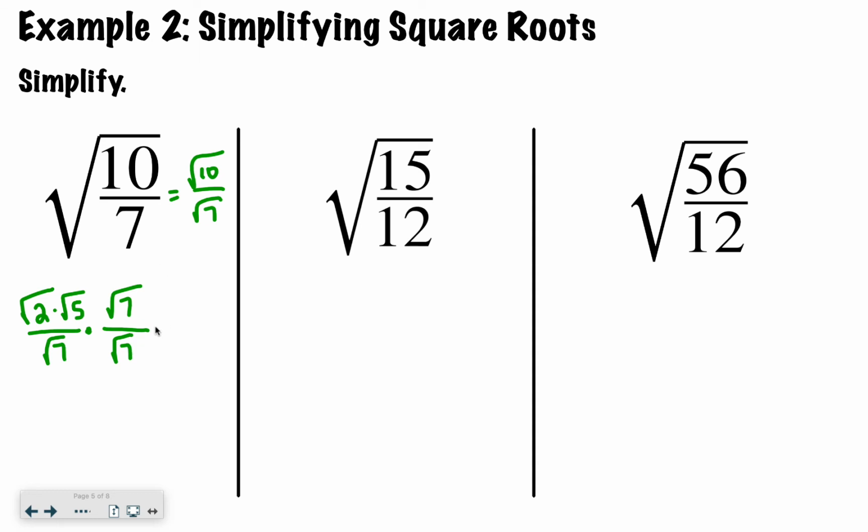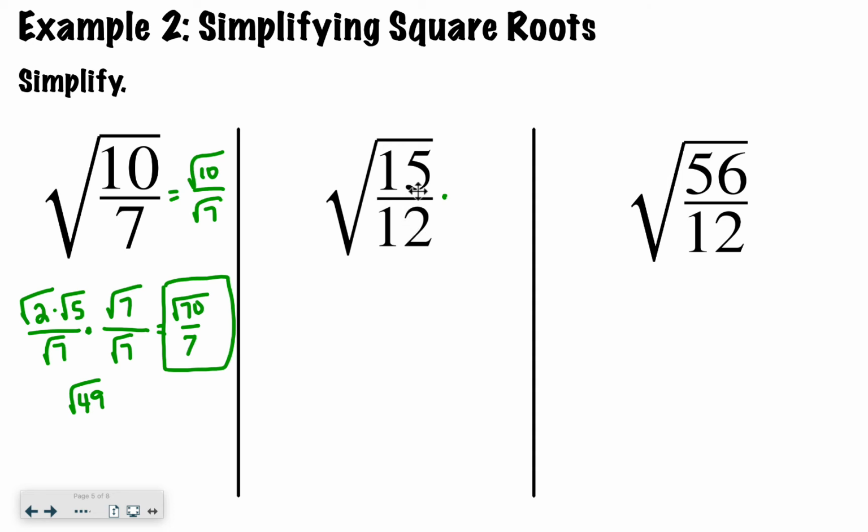Okay, and the whole reason we do that is because when you do the square root of 7 times the square root of 7, that's the square root of 49, which is just the number 7. And then on top, all we have to do is say 2 times 5 is 10, times 7 is 70, and those are all still under a square root. So this would be my final answer. Okay, so I don't have a square root in the bottom anymore. Let's try another one, because I know that can be tricky.